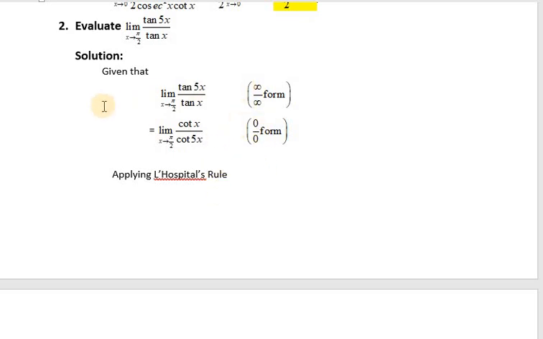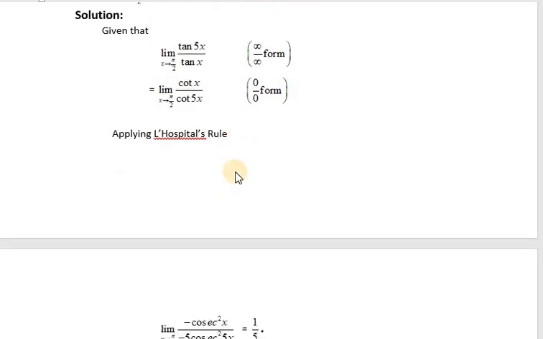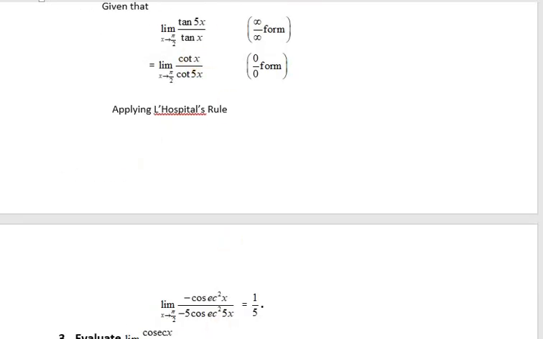See, this problem we have converted from infinity by infinity to 0 by 0 form. Then we are applying the L'Hopital's rule. That is, the derivative of cot x is minus cosecant square x and derivative of cot 5x is minus 5 cosecant square 5x. Now put x is equal to pi by 2. So cosecant pi by 2 is 1, and here again it is 5 into cosecant square 5 pi by 2. Value of the limit is 1 by 5.